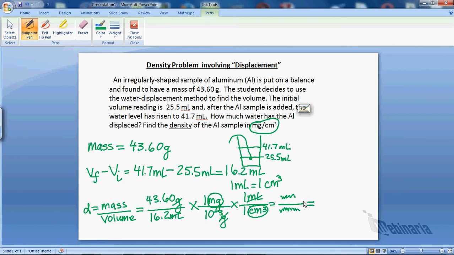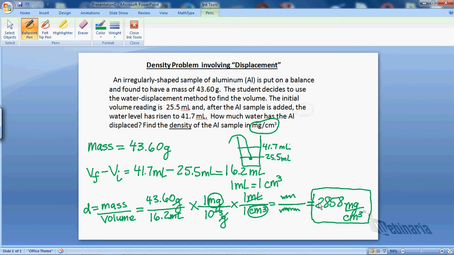So your final answer here, let me key it in, would be 2858. So we have 2858. That's 2,858. What unit? Milligrams per cubic centimeter. And that is the answer to that problem.